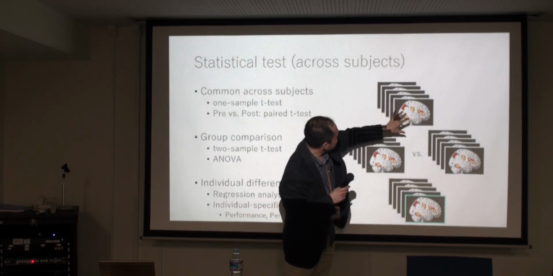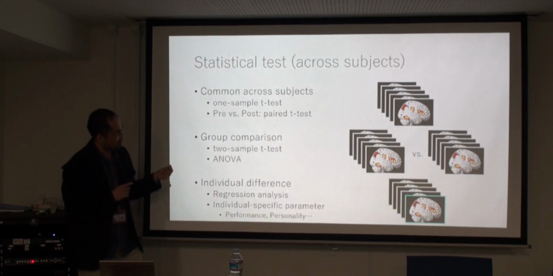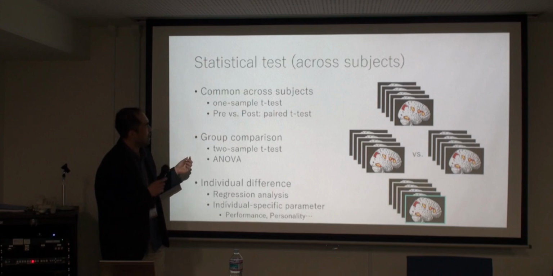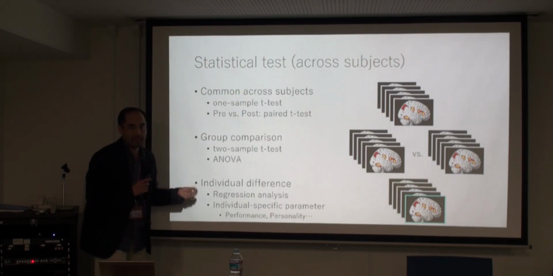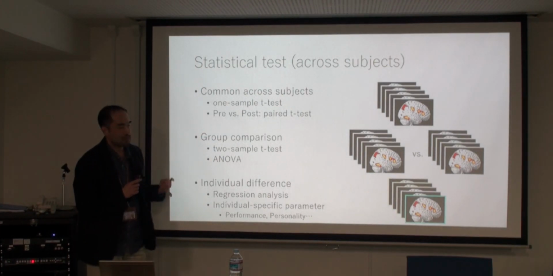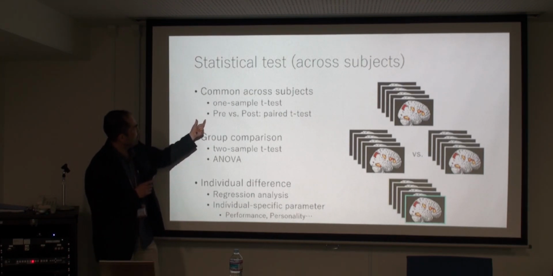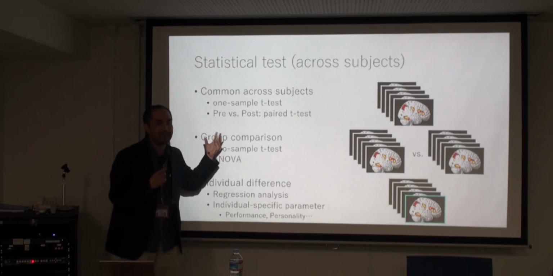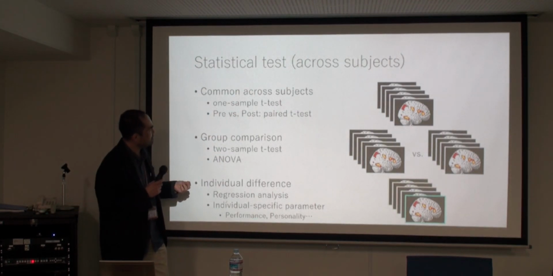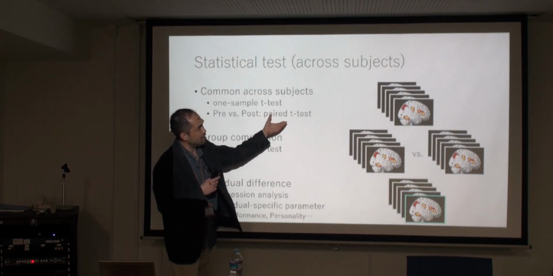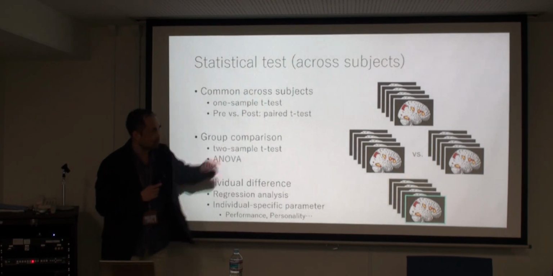Here we have many images from all the subjects and identify statistically significant activation in terms of common across subjects. Or we can do this type of approach for difference between pre and post something. We can make a pre-post comparison and perform a paired t-test to identify common change across subjects.